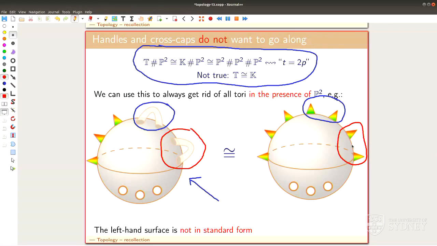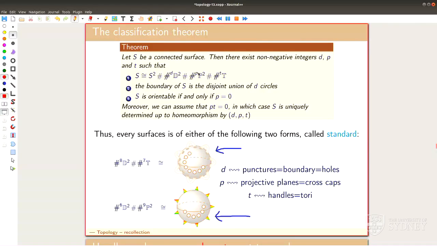So if you end up on the left-hand side, you can go to the right-hand side by just successively getting rid of handles. So the left hand is not in standard form. If you see the left hand, and ask what is the standard form, get rid of each handle. Just cut it in half and put in two projective planes. So each handle is worth two projective planes. That's the whole point of why we were able to split into those two cases.